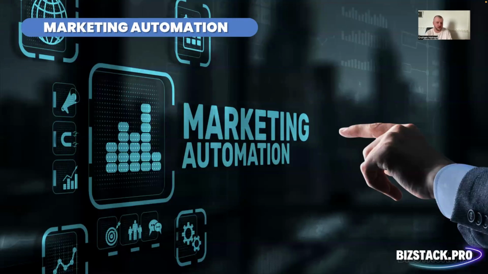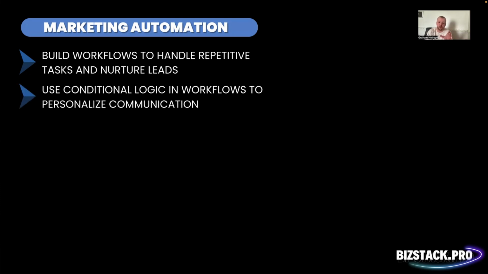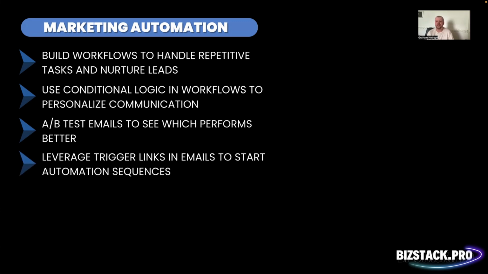Okay, so let's talk about the marketing automation tips inside of BizStackPro. Build workflows to handle repetitive tasks or basically nurture your leads. Use conditional logic in workflows to personalize communications. A/B split test emails to see which performs better.